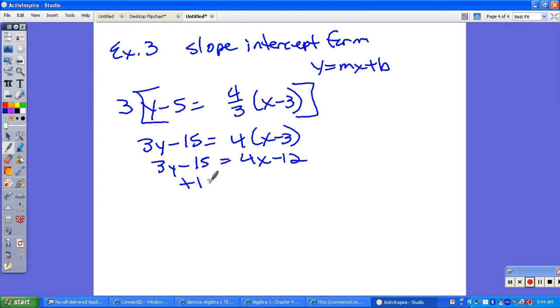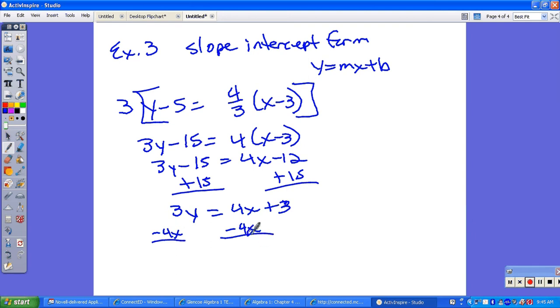I'm now going to add 15 to both sides. There's nothing special about the order that I'm using. It's just what I choose to do. So 3y equals 4x plus 3. Use your calculator if you're struggling on getting those answers. Now let's subtract 4x from both sides. When we do that, we're going to get negative 4x plus 3y equals 3. Multiply through by negative 1, so we can change the sign, and that's going to give us 4x minus 3y equals negative 3.